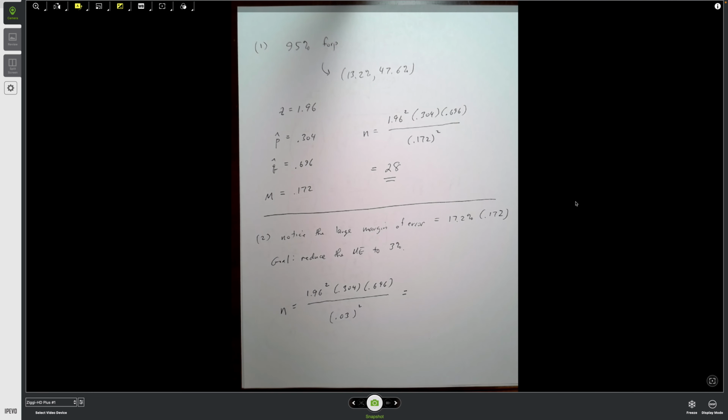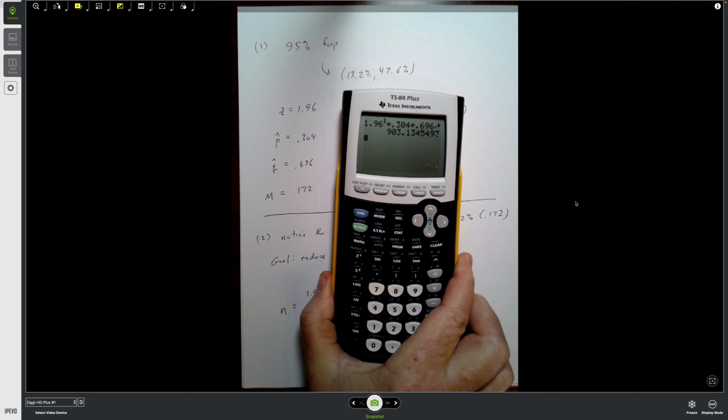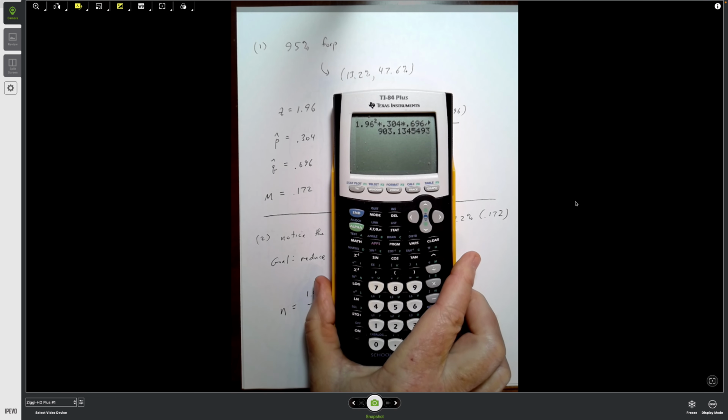And not 0.172 squared. So you may already have this in your calculator. If you do, just make the change from 0.172 to 0.03. Okay. Getting a syntax error because I have something. And when I do that, I get the following.